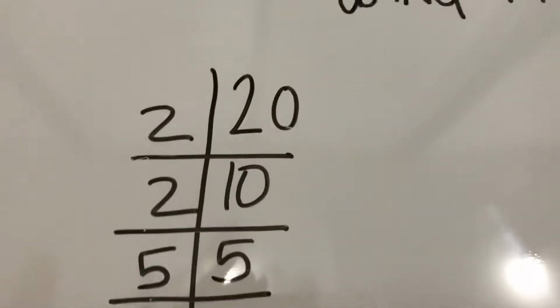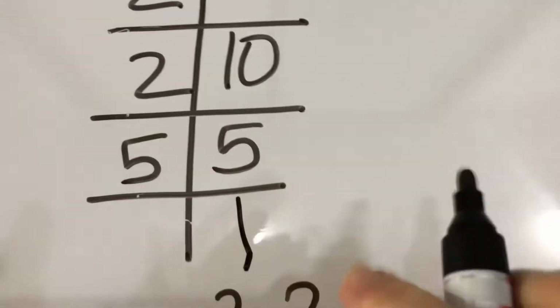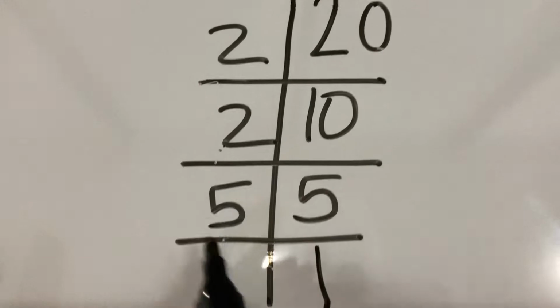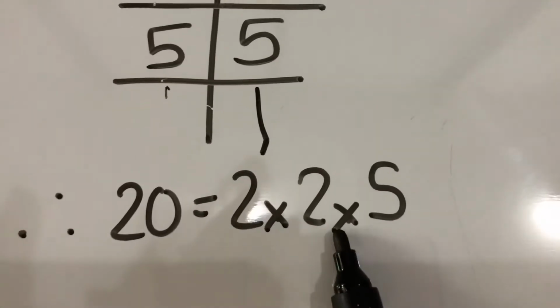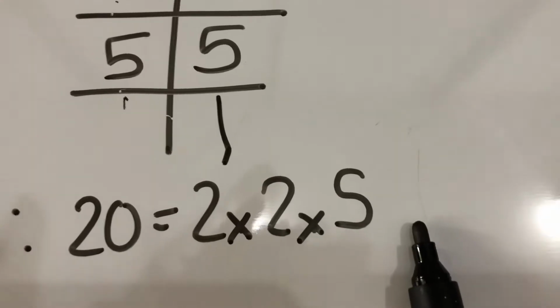So the last that you'll get here is 1. So this will end with 1. But 1 is not a prime number. So to write 20 as a product of its prime factors, we see them here, 2 times 2 times 5. That is 20 written as a product of its prime factors.